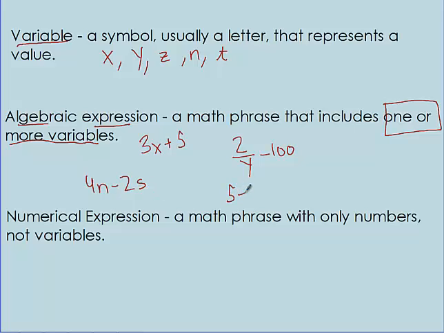If I just did 5 minus 2, this would not be an algebraic expression. Numerical expression, a math phrase with only numbers, not variables. So 5 minus 2, this would be all good. If you did 5x minus 2, that'd be no good. There's no variables here. That's numerical. But the big one to remember is algebraic. This doesn't come up much.